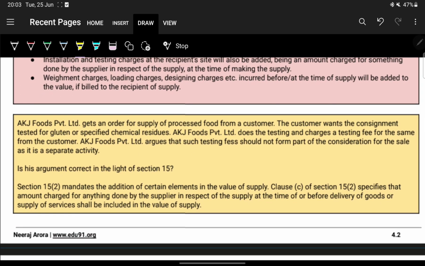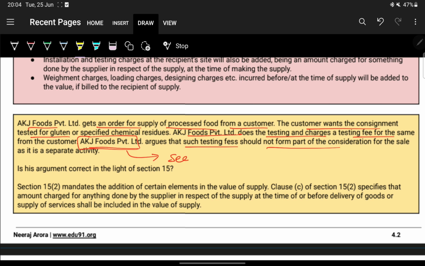Here AJK Foods Private Limited gets an order for supply of processed food from a customer. The customer wants the consignment tested for gluten. Basically it is asking for inspection, right? So they're asking it to get tested, or testing charges, or the inspection charges. So AJK Foods does the testing and charges a testing fee for the same. Here AJK Foods Private Limited argues that such testing charges should not form part of the consideration.